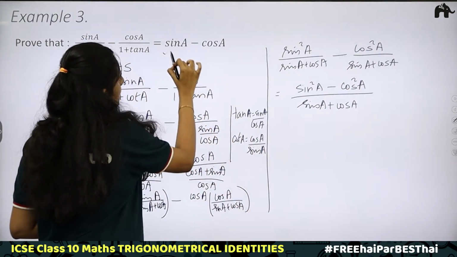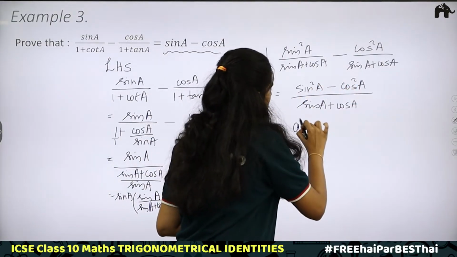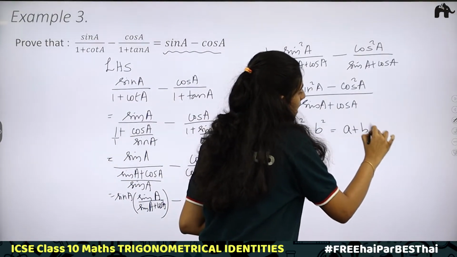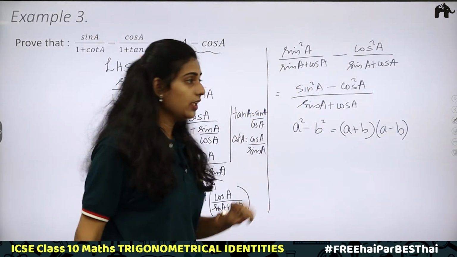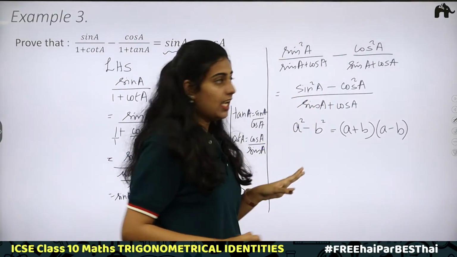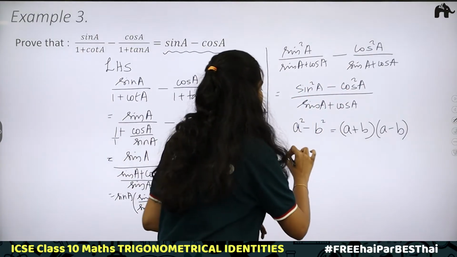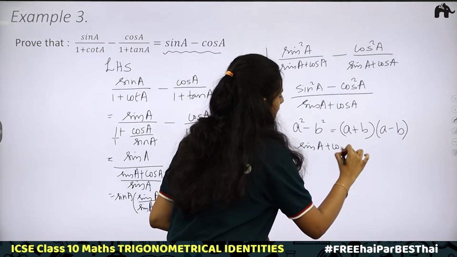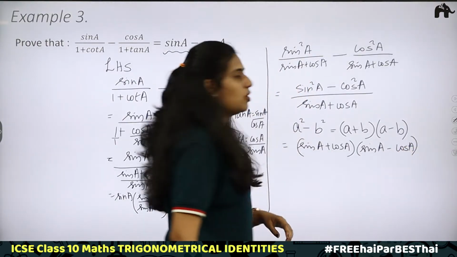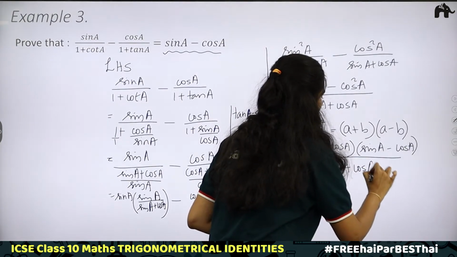What do we need? We need RHS, that is sin A minus cos A. What can be done? Here this is of the form A square minus B square. We have A square minus B square. Algebraic identity, that is A plus B into A minus B. Okay, A square minus B square is A plus B into A minus B. Now putting this here, in place of A we have sin A and in place of B it is cos A. Therefore sin square A minus cos square A will be equal to sin A plus cos A into sin A minus cos A. What about denominator? Denominator we have sin A plus cos A.